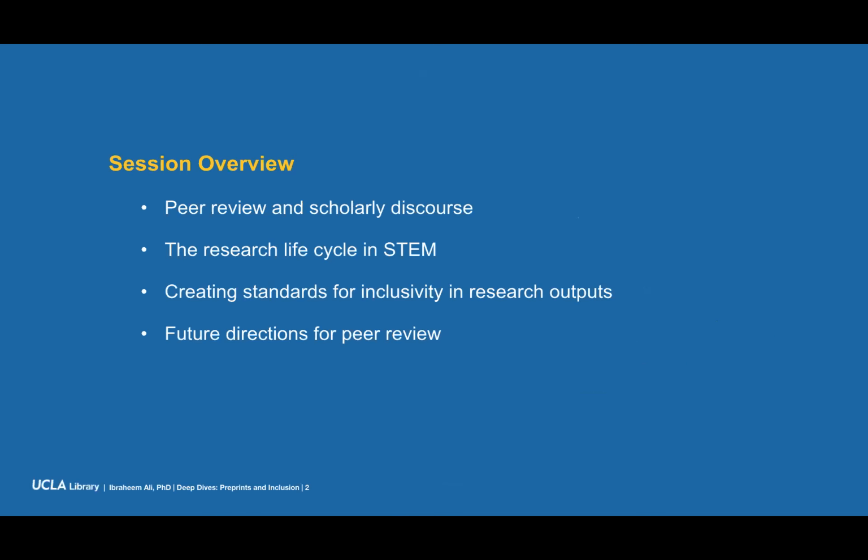As a quick overview for our session today, we're going to take a look at the process of peer review or refereeing of scholarship. We're going to look at some of the historical context of peer review and the benefits and drawbacks of the current system of peer review. We're going to take a close look at the research life cycle in STEM, or science, technology, engineering, and math, especially with a focus on biosciences research, which is my background. But we can talk about some of the other themes as well if it comes up.